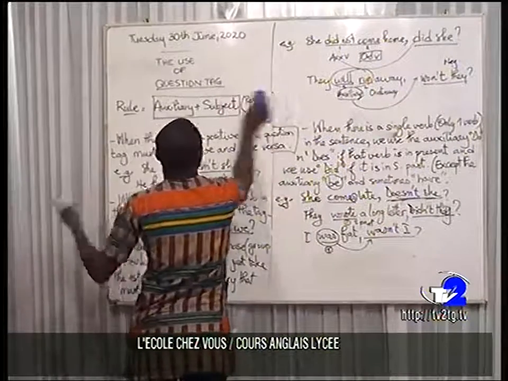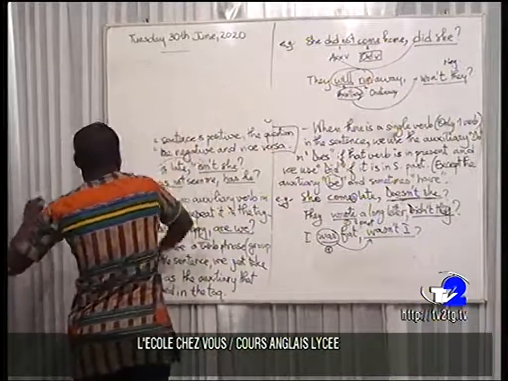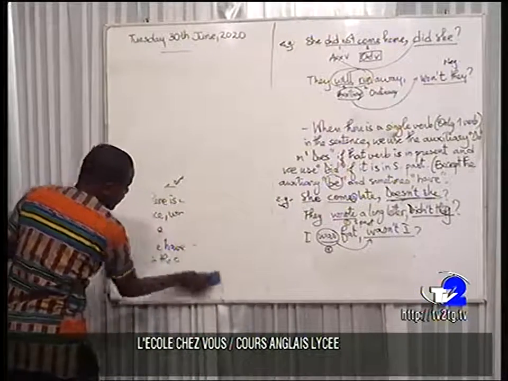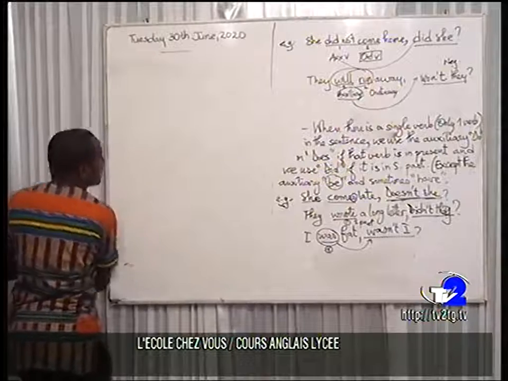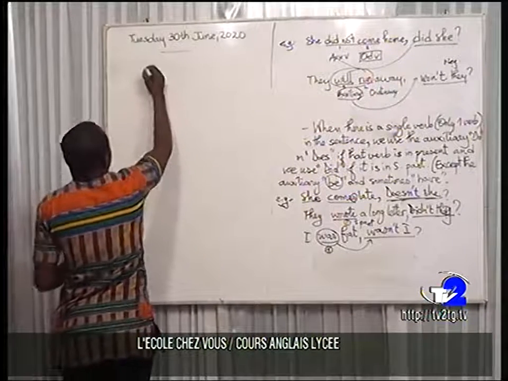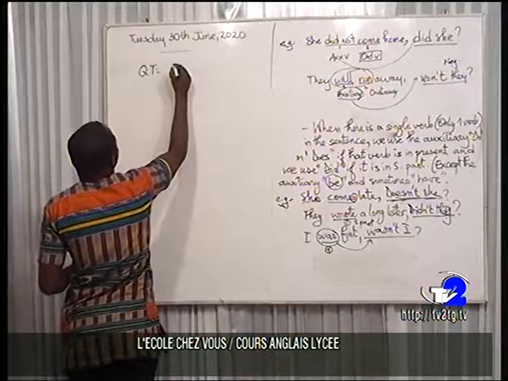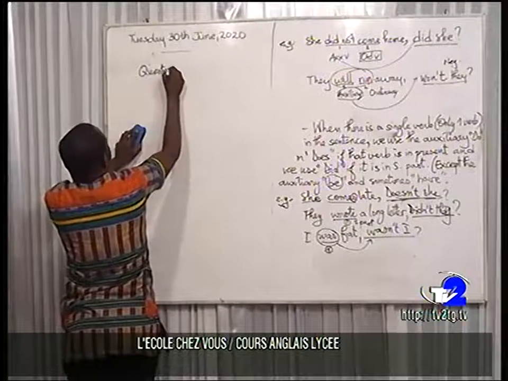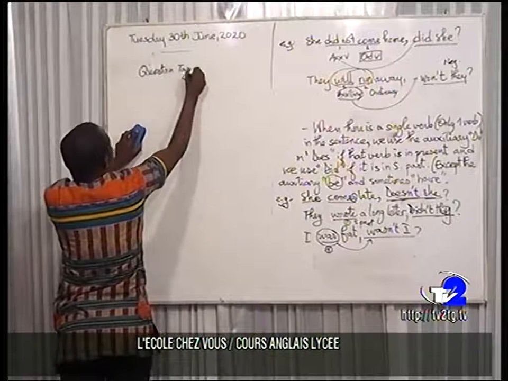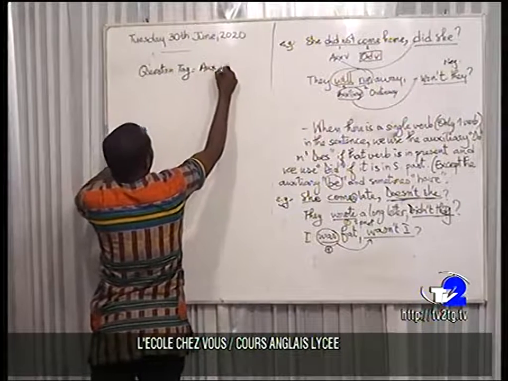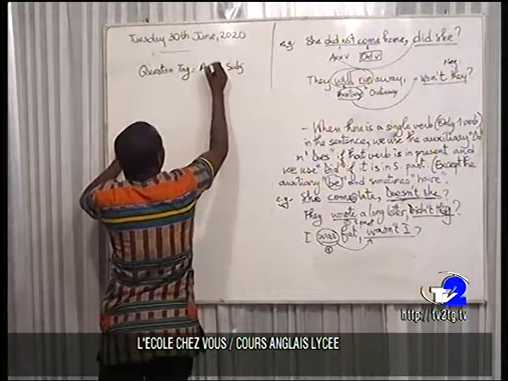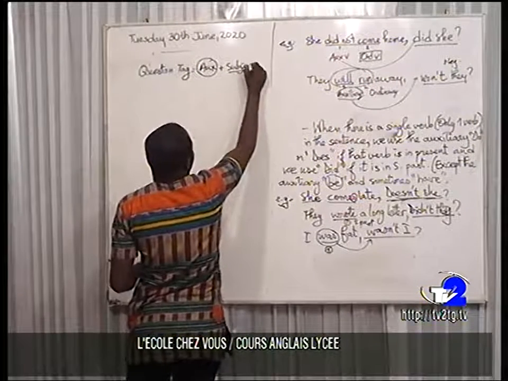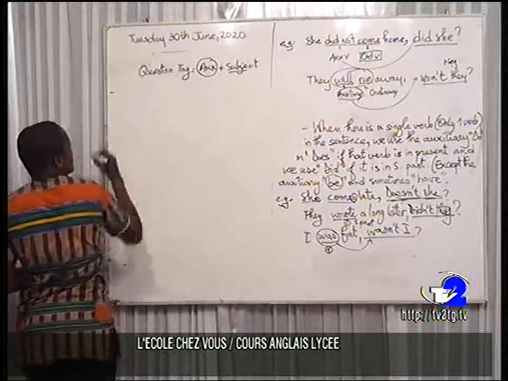Now let's move on to another very important point. We have finished with the auxiliary. As I said, we form a question tag with, let me write it in full words, auxiliary plus subject. Good. We have said everything concerning the auxiliary. It will remain the subject. What should we know about the subject?